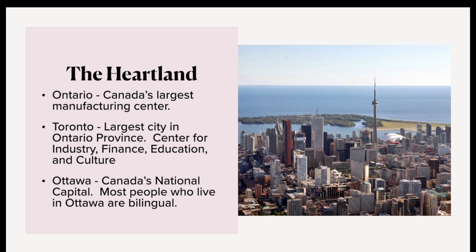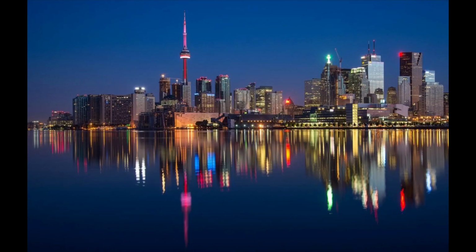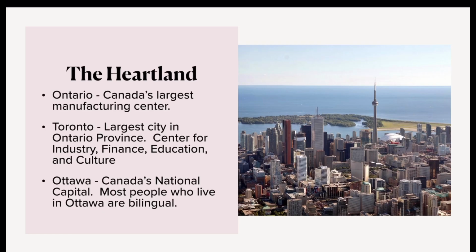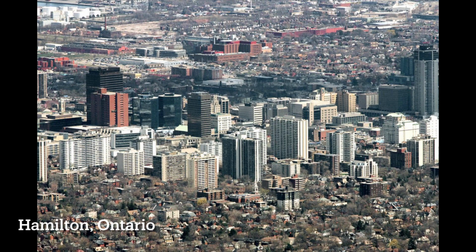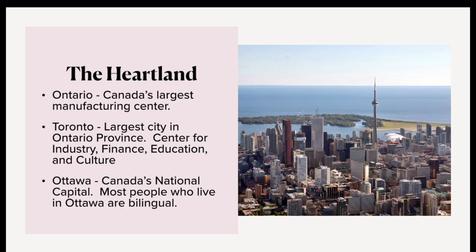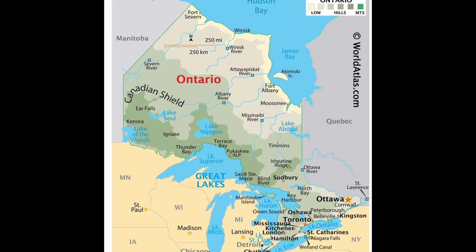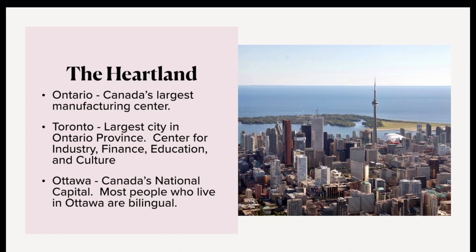Now, the province of Ontario, which is what we're looking at here, in fact, this is Toronto, Ontario, is Canada's leading manufacturing province. Hamilton is Ontario's leading center of the steel industry. Canada exports much of their steel to the United States. Ontario's capital is Toronto. It is a major center for industry, finance, education, and culture. Toronto's residents come from many different parts of the world, including China, Europe, and India.